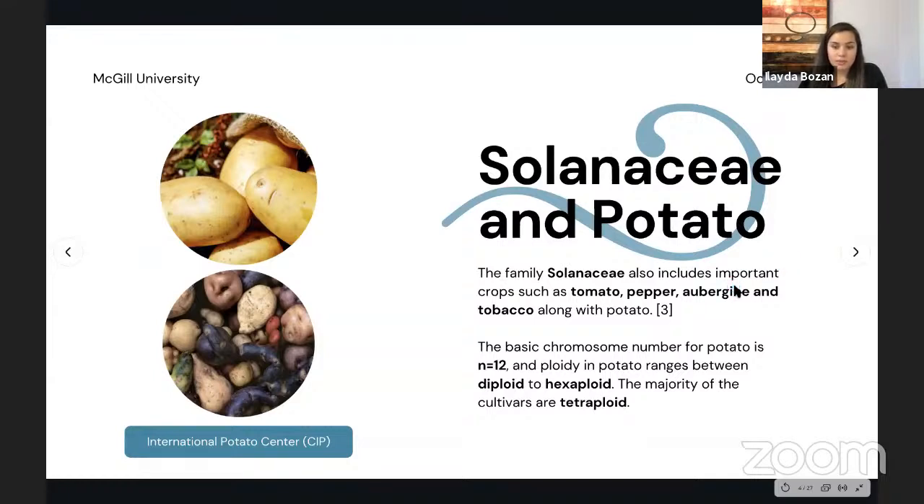The basic chromosome number for potato is 12, and the ploidy in potato ranges from diploid to hexaploid, but most of them are tetraploid, and the heterozygosity in potato is very high. That's why what we think a real potato is this. There's all sorts of potatoes looking very differently.